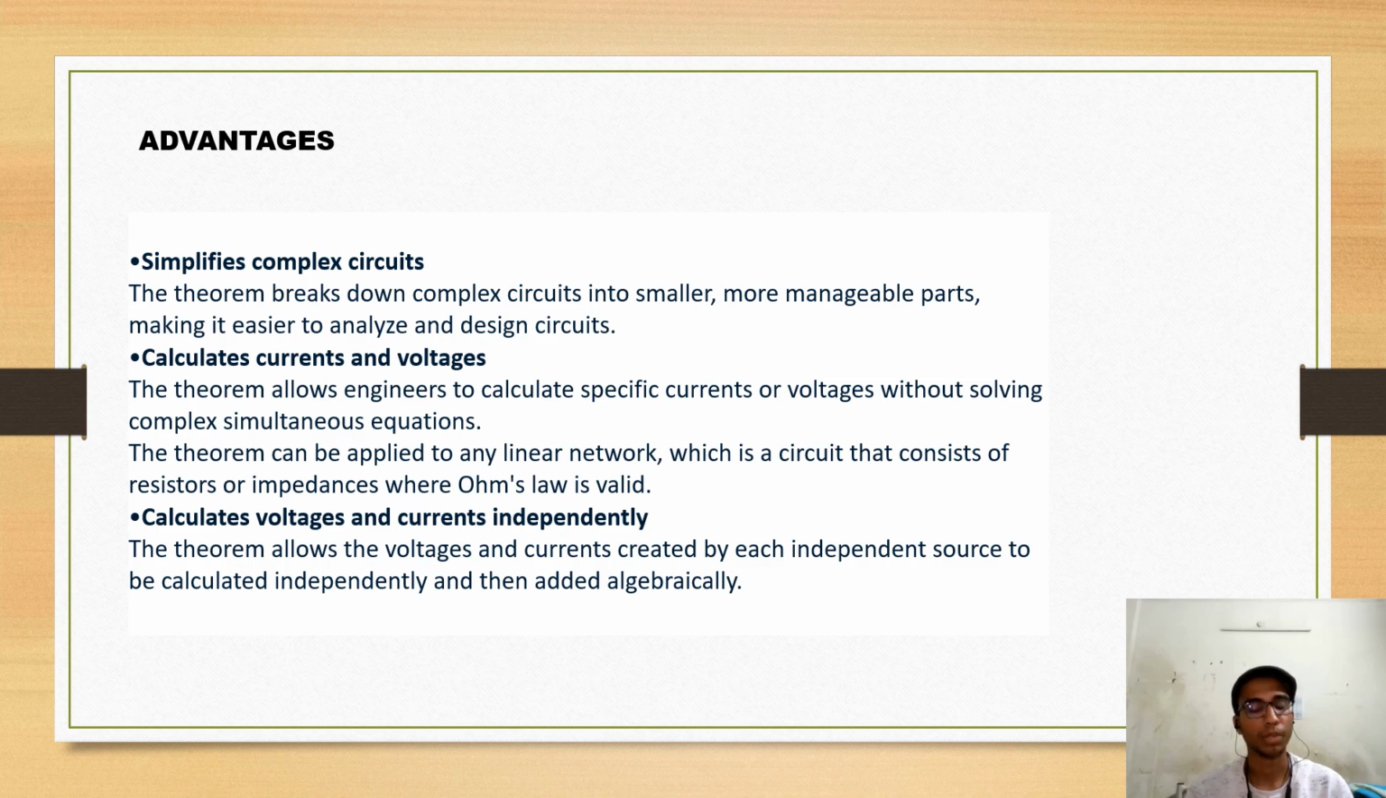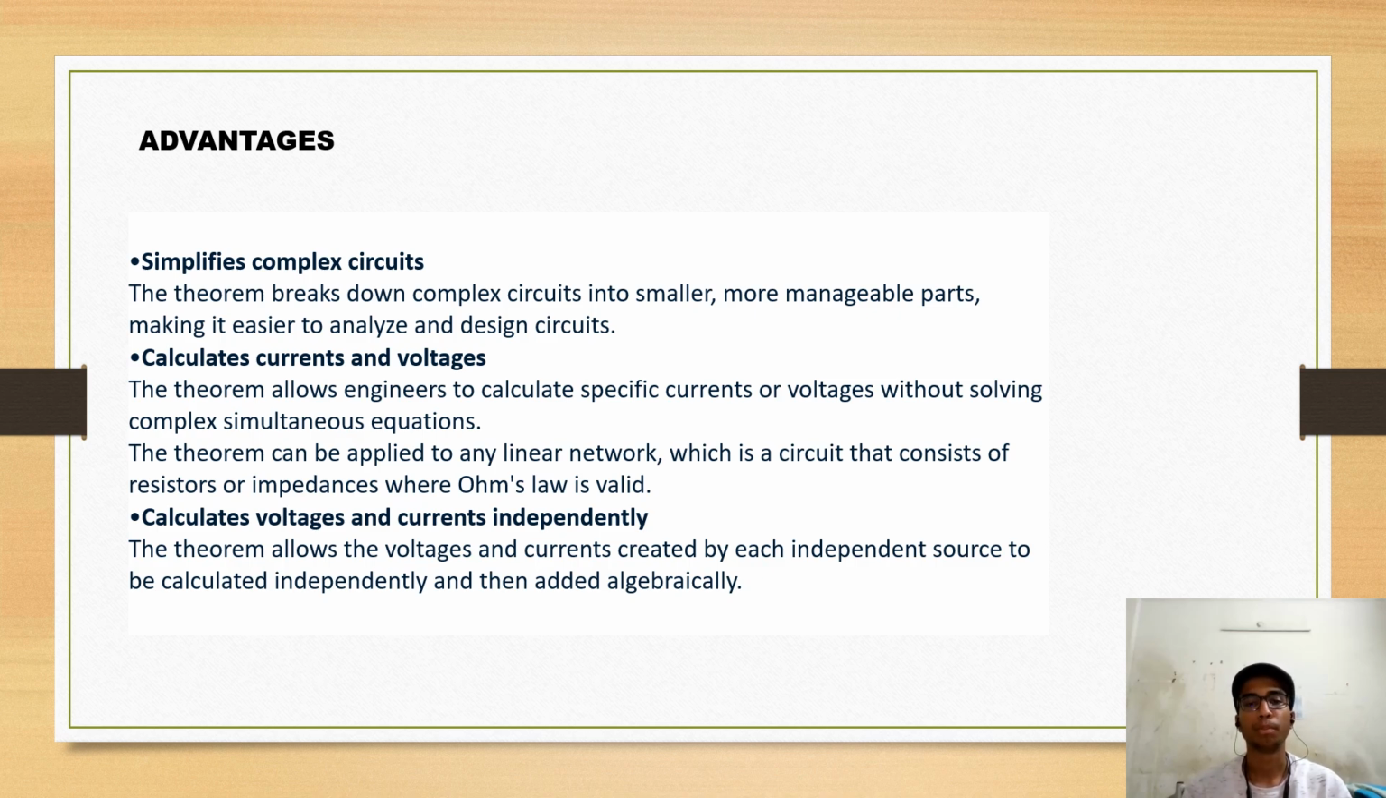Advantages of the superposition theorem. There are very good advantages of the superposition theorem. First of all, it simplifies complex circuits. The theorem breaks down complex circuits into smaller, more manageable parts, making it easier to analyze and design circuits. It calculates currents and voltages. The theorem allows engineers to calculate a specific current or voltage without solving complex simultaneous equations.